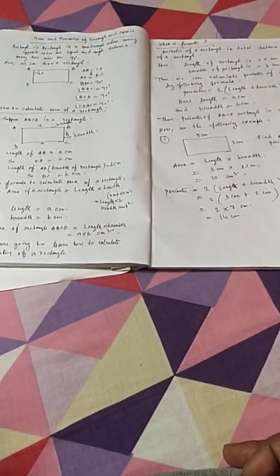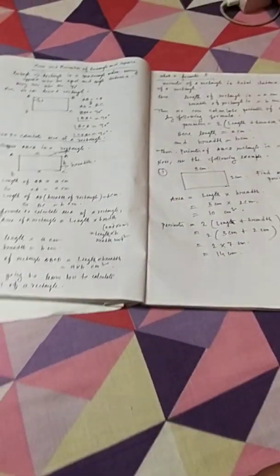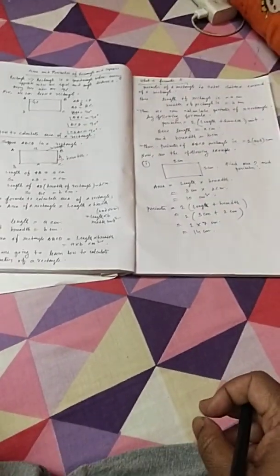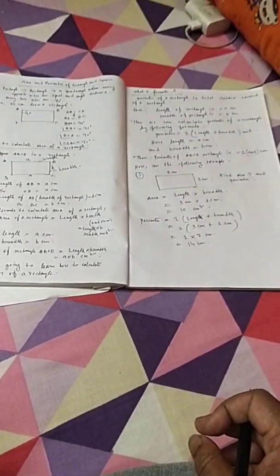I hope already you have gathered how to calculate area and perimeter of a rectangle, and in next class we will see how to calculate area and perimeter of a square.